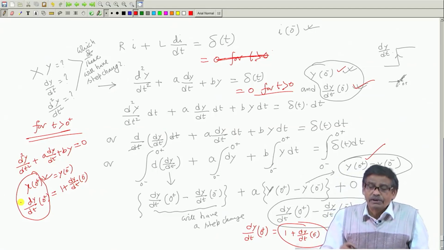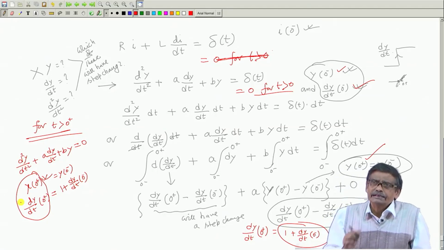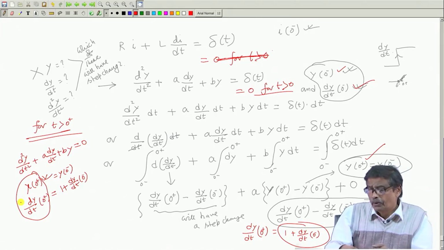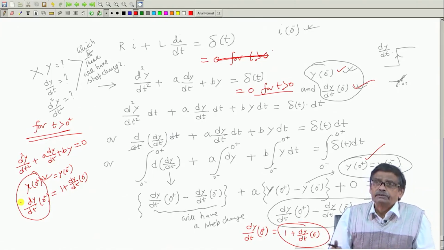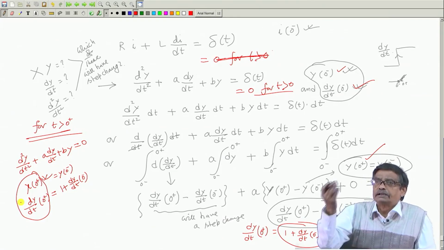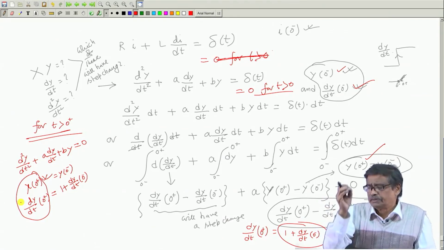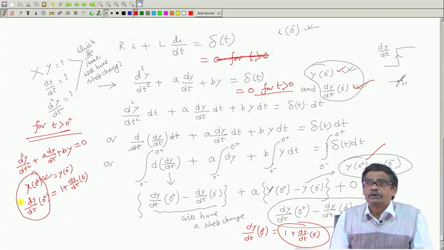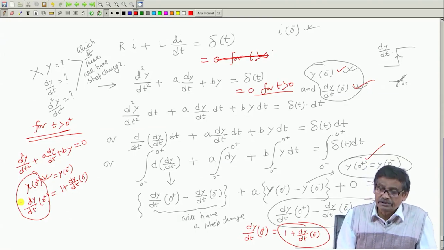We will solve some numerical examples later. Whenever an impulse comes, one of the quantities of the differential equation will have an abrupt step change, because a step change of a signal, if differentiated, gives rise to an impulse, which is what we have established earlier.